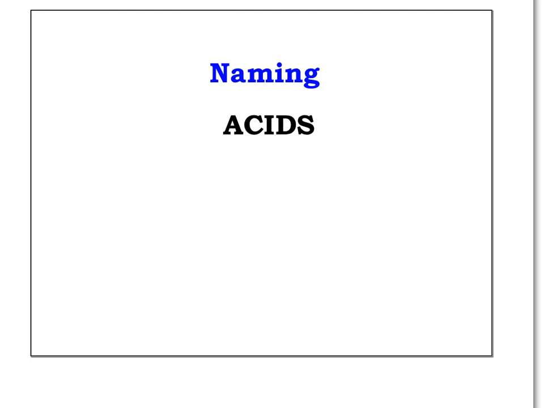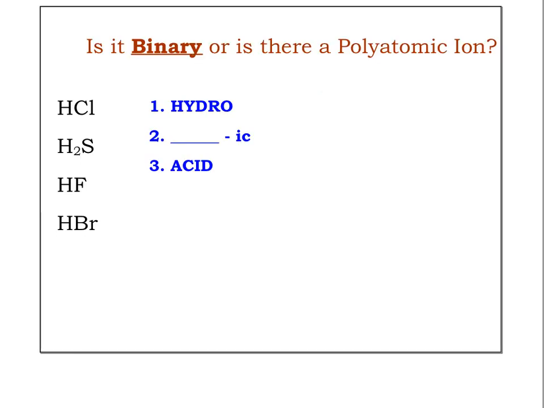Now today we're going to talk about naming acids. We're not going to do too much with naming acids, and there's really only two rules, which are really nice, but you do want to have your periodic table handy to do this. Now there's two main types of acids.